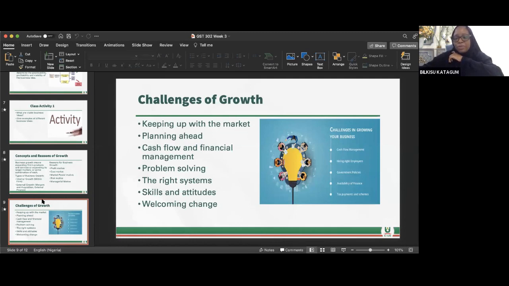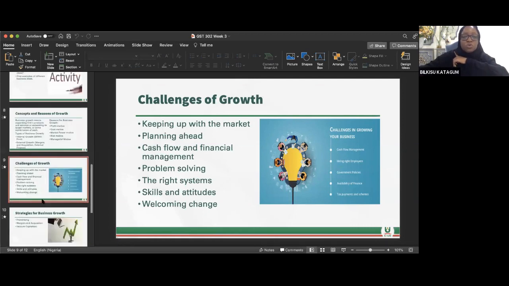Then tax payments and schemes. With growth comes new taxes. The tax system for a company that makes less than 30 million and one that makes 100 million is different, in what they pay. So knowing these things will help you as you make your decisions on whether you want to grow or not.